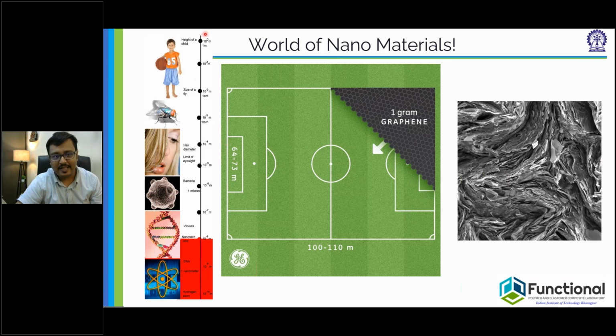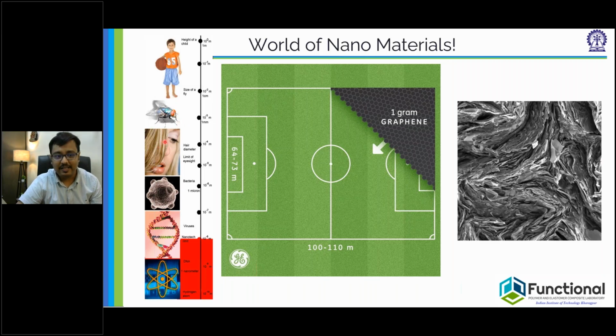On your left hand side, there is a scale bar, which you can see here. It's just a scale depicting the size of different commonly seen materials around us. For instance, the height of a child is around 1 meter, or 10 to the power 0 meter. An ant or a fly is typically in the range of 1 millimeter, or 10 to the power minus 3 meter.